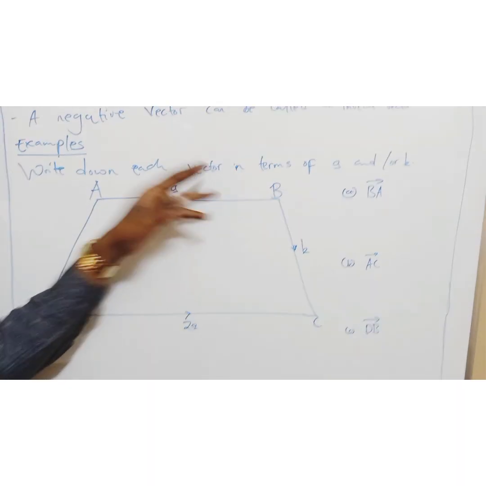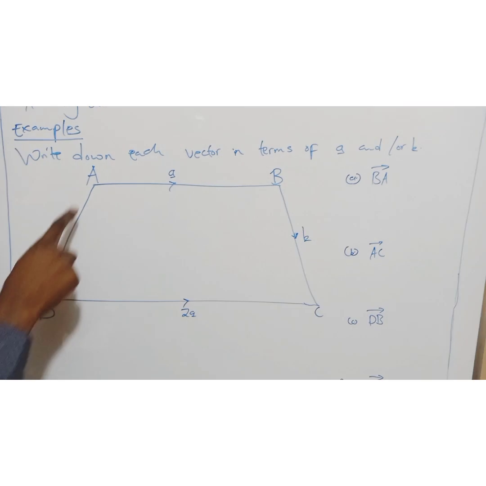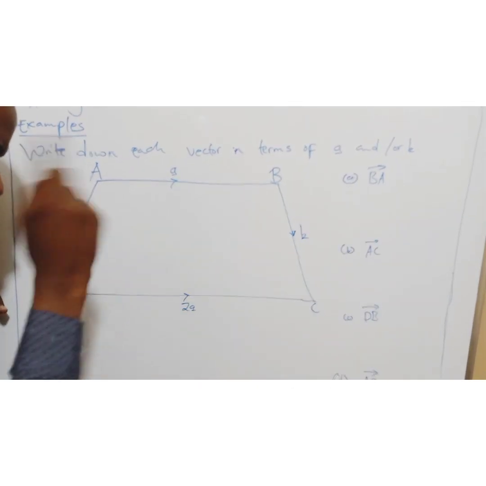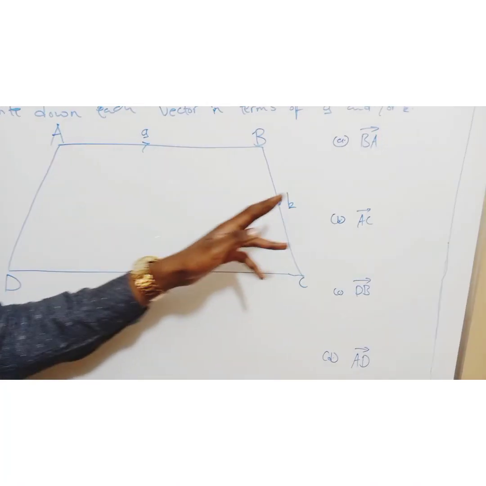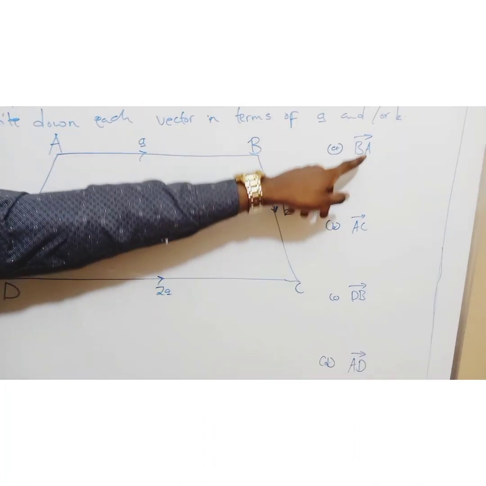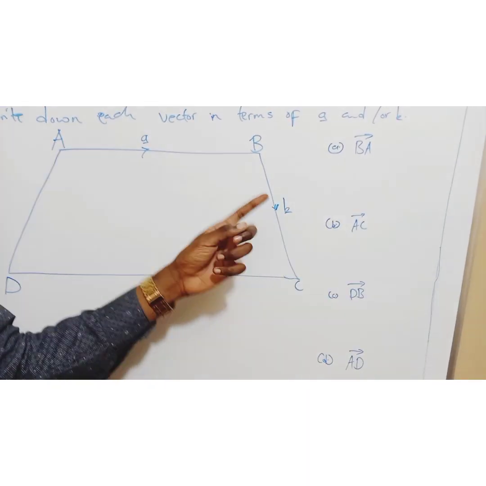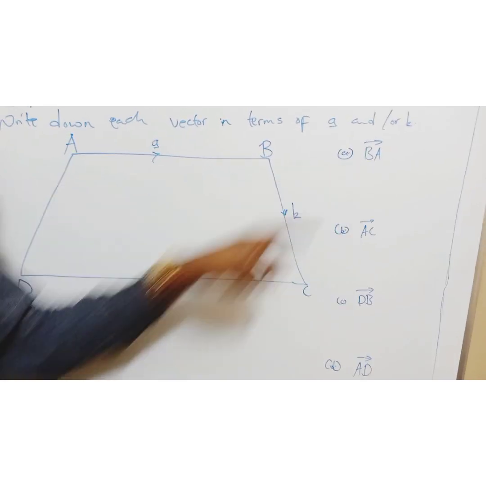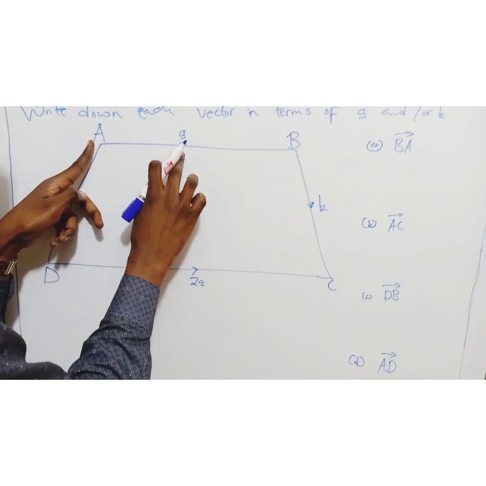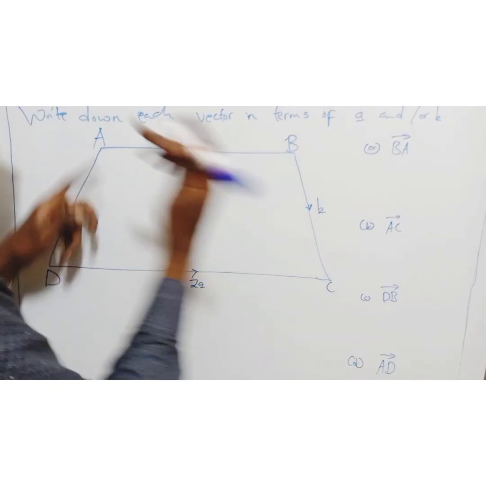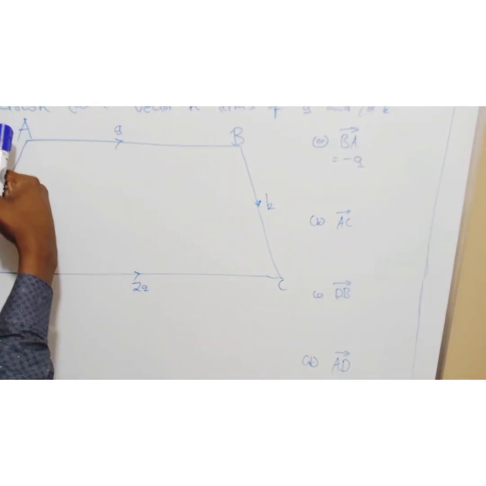So write down each vector in terms of A and of B. You check this. These are arrows, you see? For vectors, never go where there's no arrow. So the first question they're saying, find the vector BA. BA means start from B and end at A. You see, AB is going with the arrow. Now, BA is against. So you just say negative A, because this is going this side.